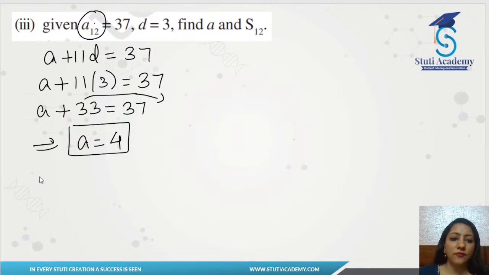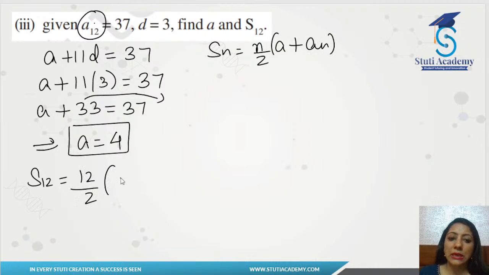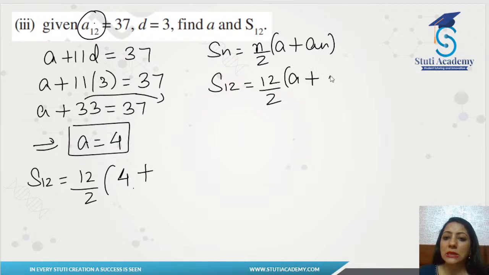Now coming to S12. We can use the formula Sn is equal to n by 2 into A plus An. So S12 here is 12 by 2, and A we know is 4. I'm replacing this by 4. And An here is A12. I'll just write it down again for you. S12 is equal to 12 by 2 into A plus A12. So here I've written 12 by 2. I've replaced A by 4 that I've already solved in the previous step. And then we have A12 as 37.